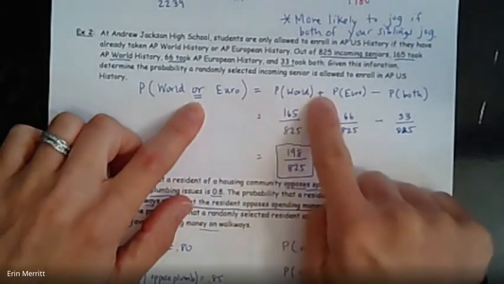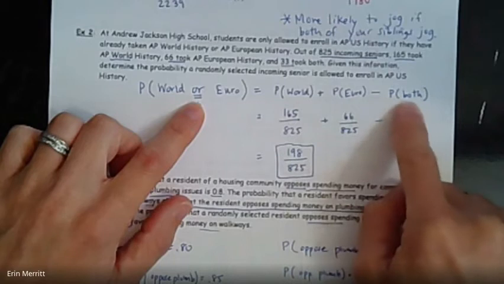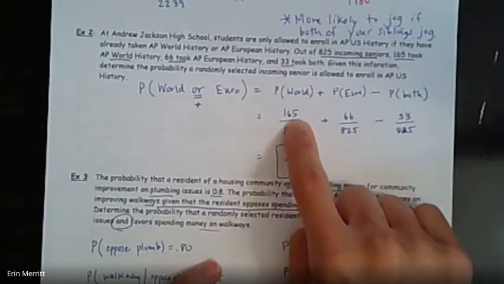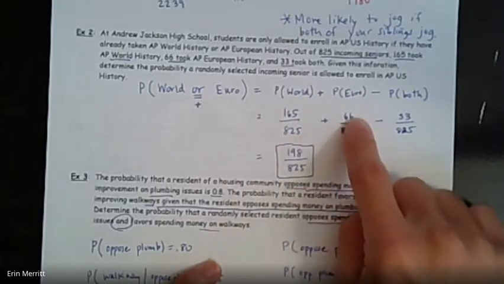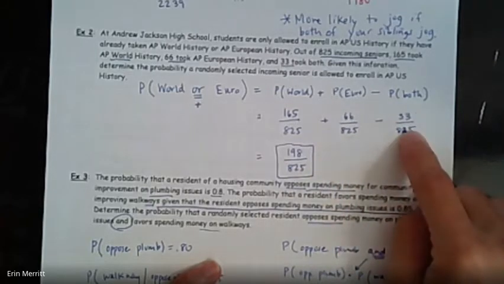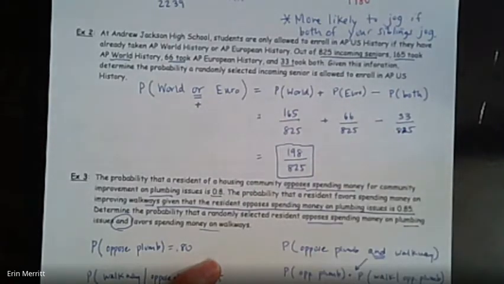So, or means you add, but don't forget, you don't want to count the same person twice. So you subtract anybody that was in both categories, right? Because you only want to count that person once. So the probability that you were in AP World was 165 out of the 825. 66 kids took Euro out of the 825. 33 took both of those classes, so we subtract them out so that we don't double count them. And there you go. That's what you're left with.